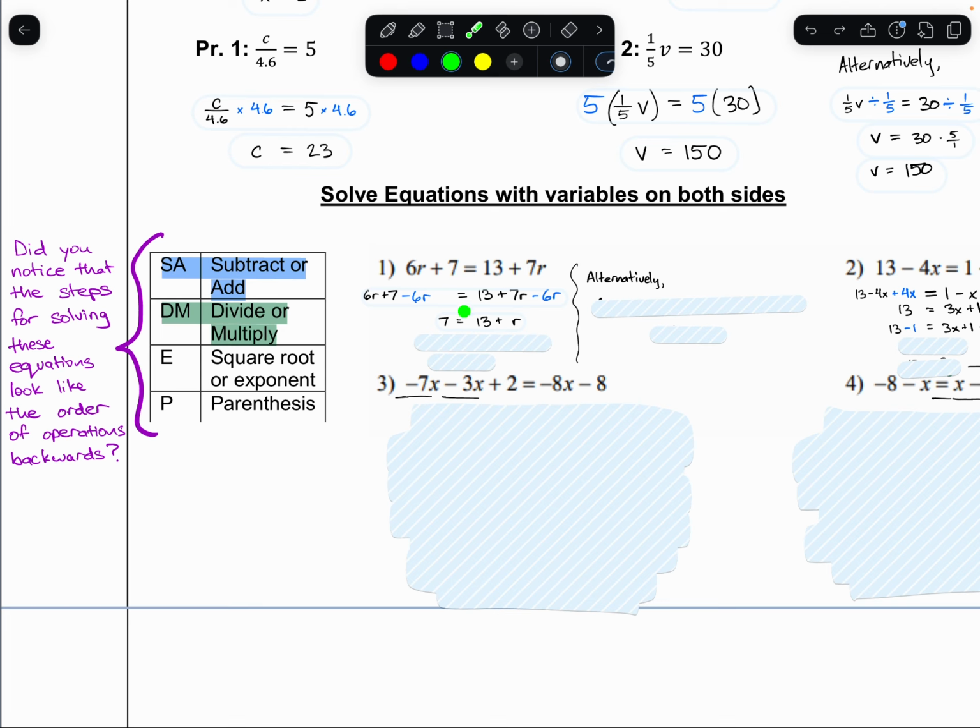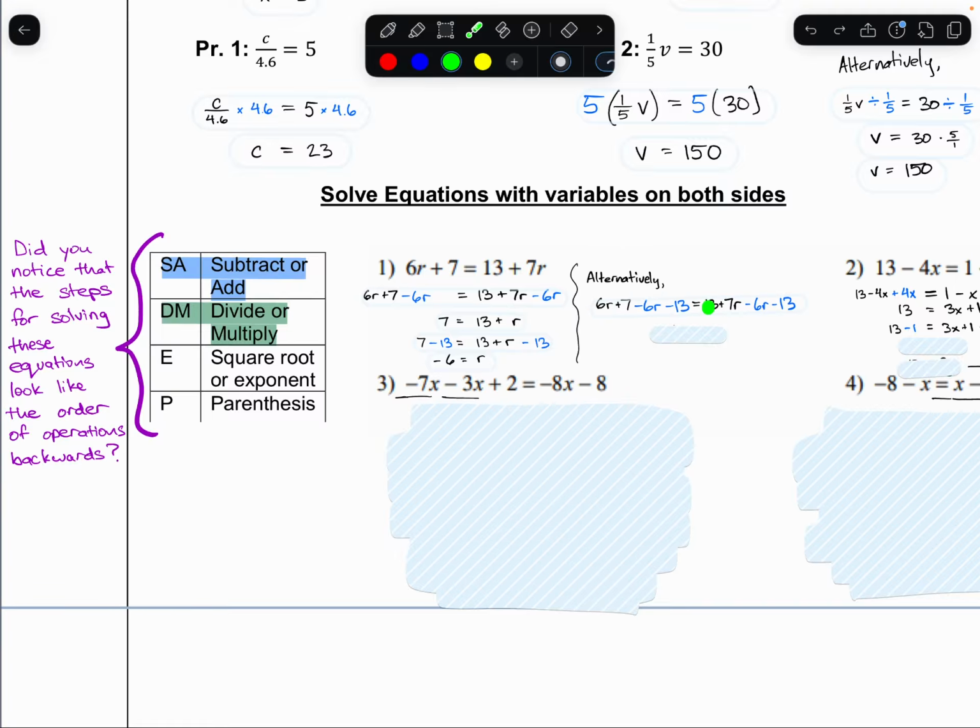Now, this equation here, excuse me, is like we saw above. This is now a one-step equation. What's happening to r? What's happening to the variable? We need to undo adding 13. So we subtract 13 and combine our like terms. And we have r by itself, so we have successfully solved the equation for r.